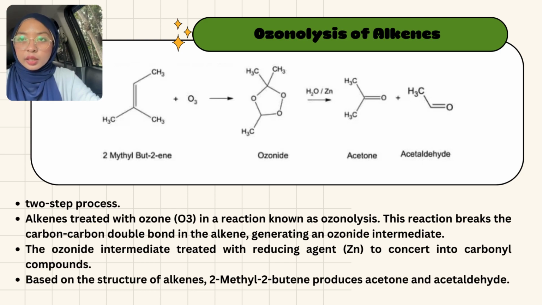The ozonide intermediate is then treated with a reducing agent such as zinc to convert it to carbonyl compounds. Depending on the structure of the starting alkene, this step can produce aldehydes or ketones. For 2-methyl-2-butene, the reduction results in the formation of acetone and acetaldehyde.